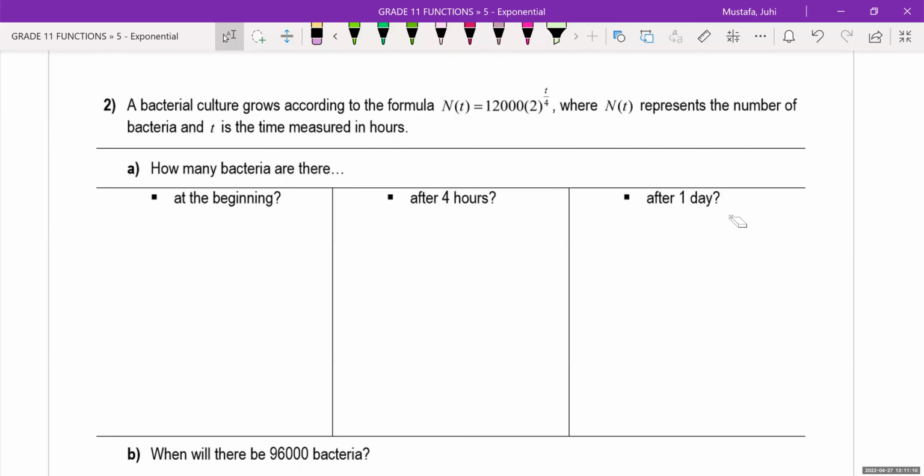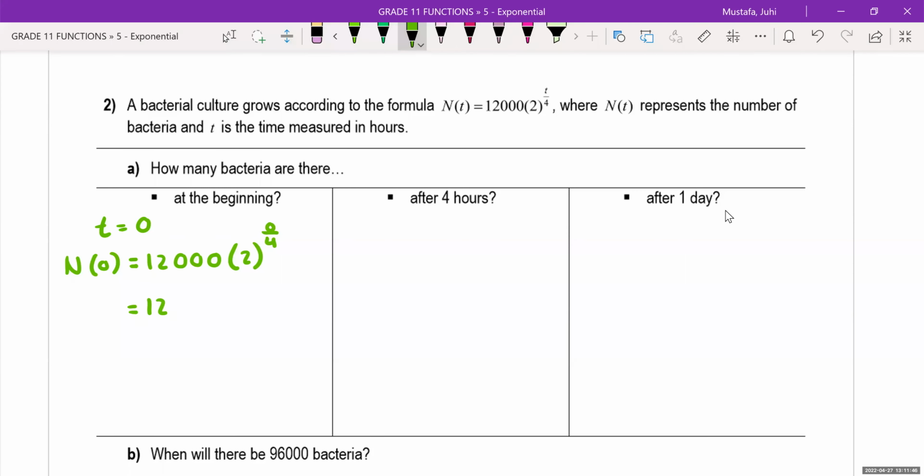Okay, so the question is saying how many bacteria are there at the beginning of time? So that means, what is our T going to be equal to? If you're talking about bacteria growth at the beginning. Yep, so our time is going to be 0. And so basically we're going to be solving this formula for when T is equal to 0. So we're going to go N of 0 is equal to 12,000 2 to the power of 0 over 4.